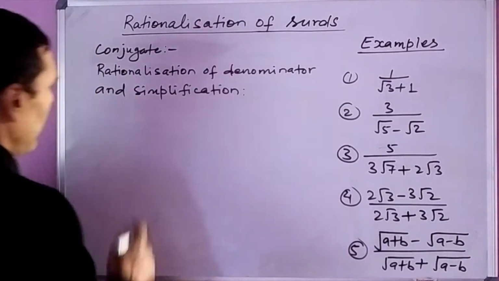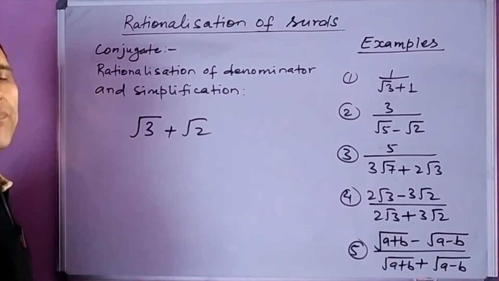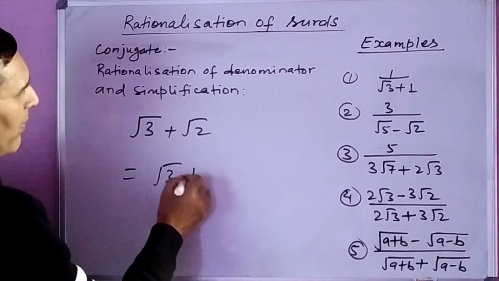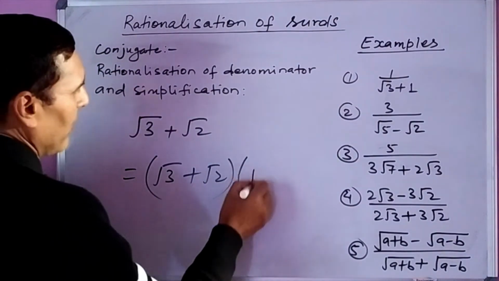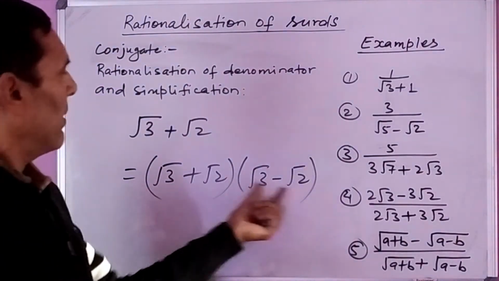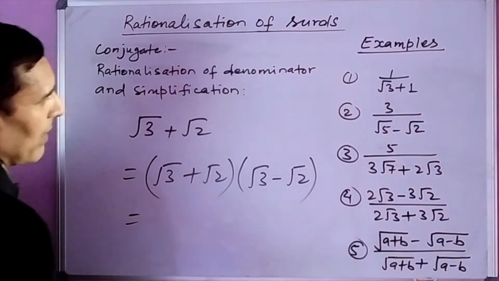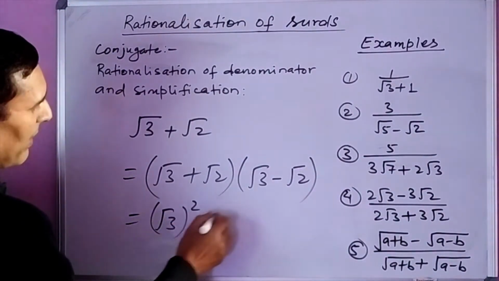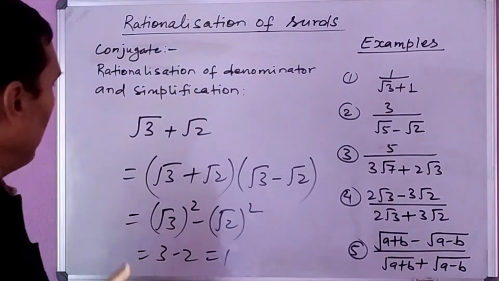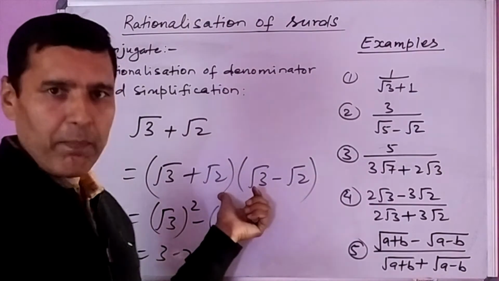Sometimes we have binomial surds also, like square root of 3 plus square root of 2. For this, if we multiply it with square root of 3 minus square root of 2, the same surd but having the opposite sign, now it is in the form of a plus b times a minus b. So a square minus b square, it is 3 minus 2 is equal to 1. This is another technique for rationalization of this type of binomial surd.